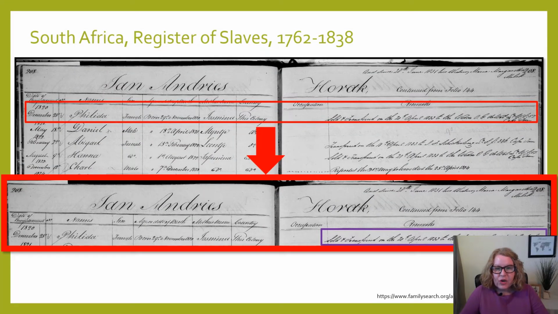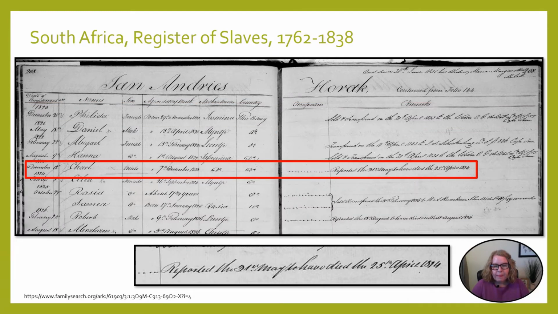What is interesting to note is in this remarks column, it says that she was sold and transferred on the 20th of April 1833. So we can work out she was about 13 years old, and she was sold to the widow A.G. de Wet of Cape Town.